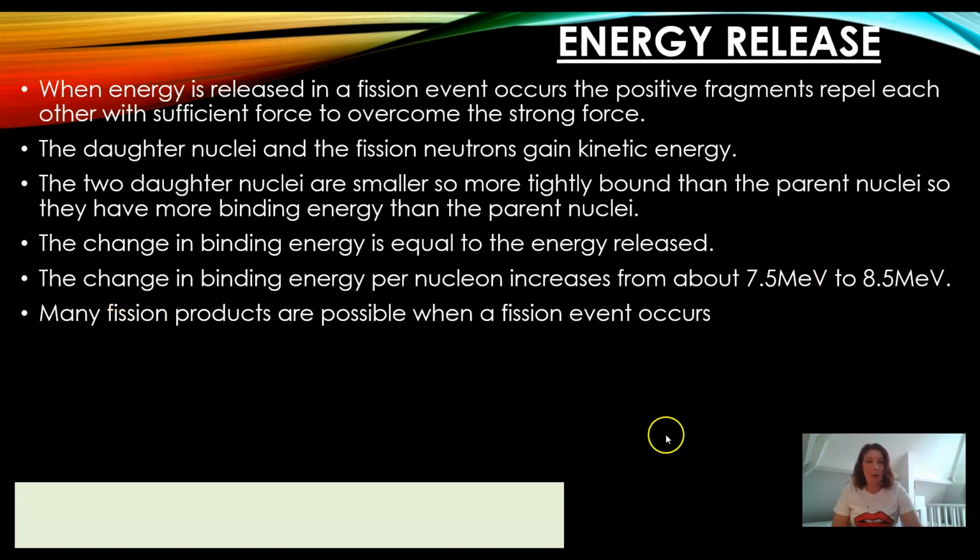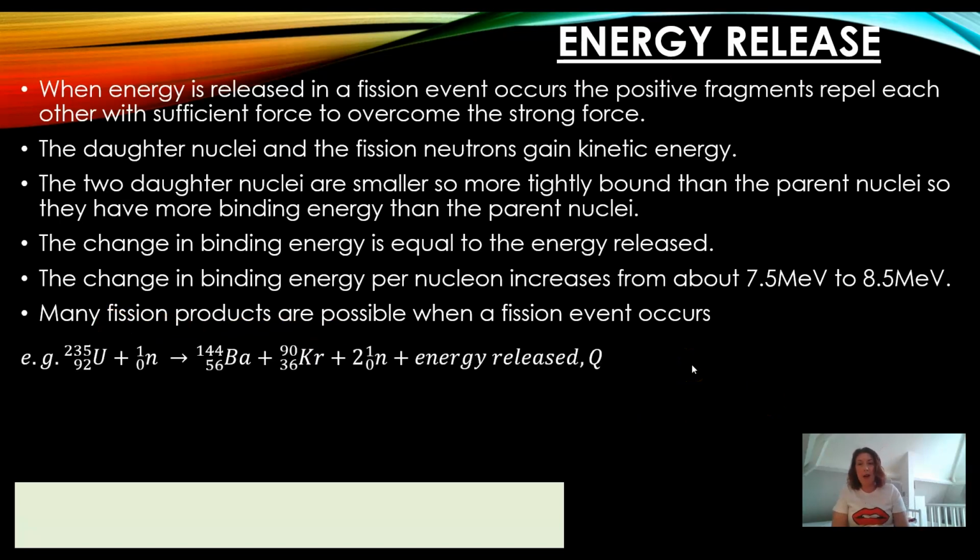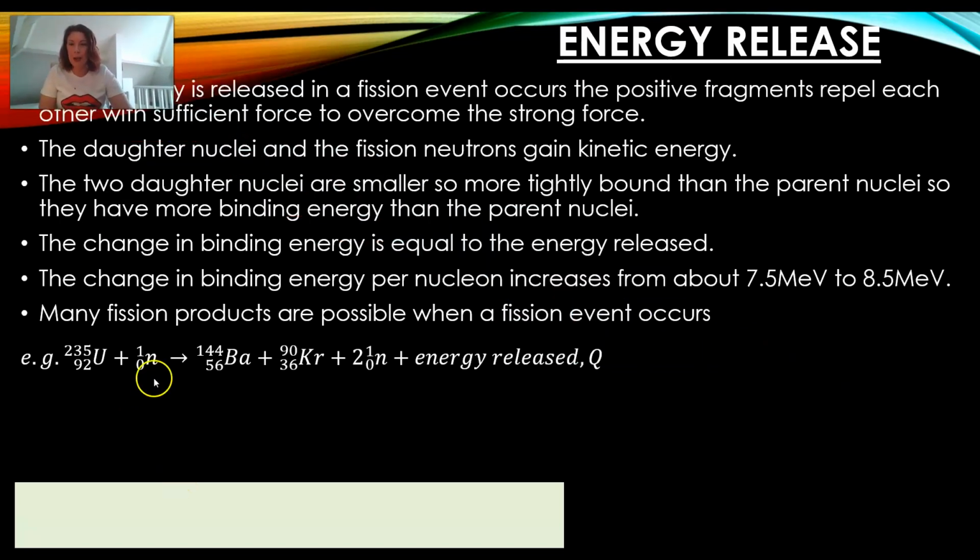So many fission products are possible when a fission event occurs. Here's one of the events. You've got uranium-235. You add that neutron here, and you make barium, krypton, and you release, in this situation, 2 other neutrons, and then you've got your energy release. So the energy released follows Einstein's equation, E equals mc squared. We use Q to denote heat energy in this reaction, but it is E equals mc squared.